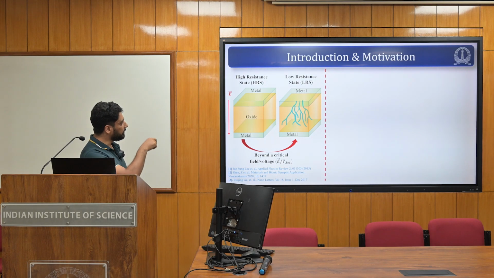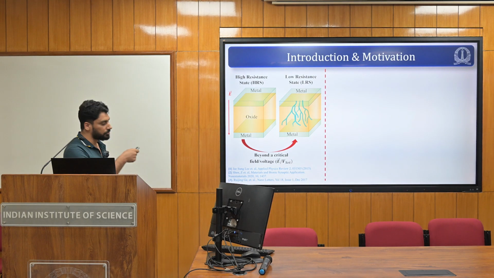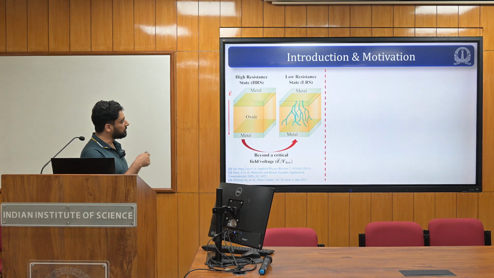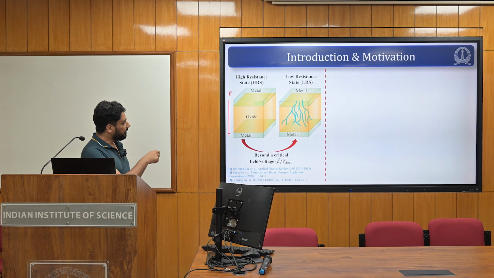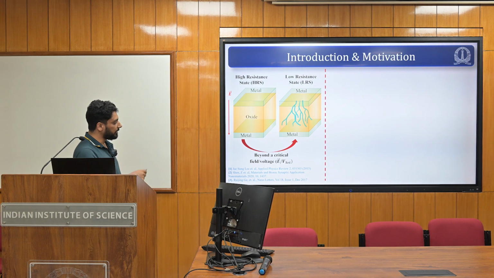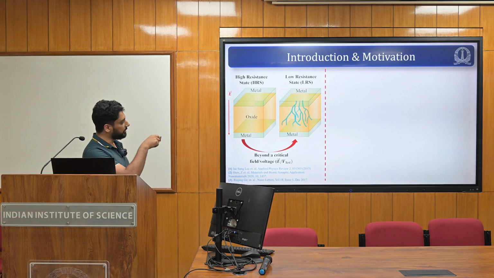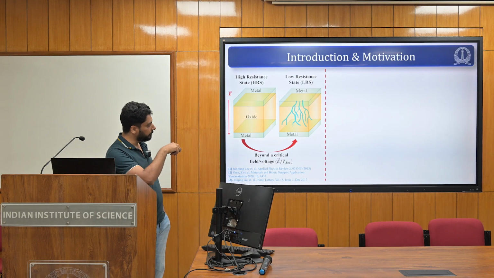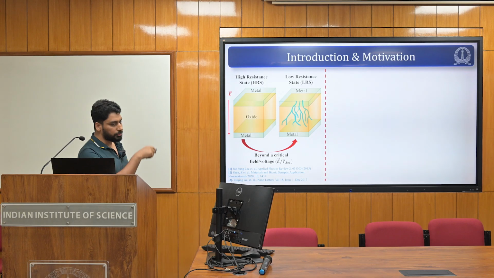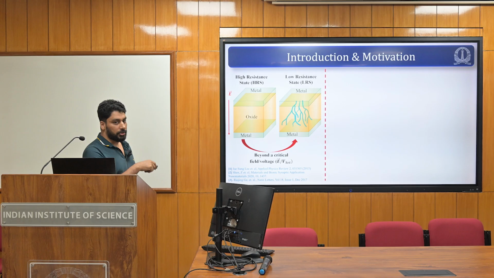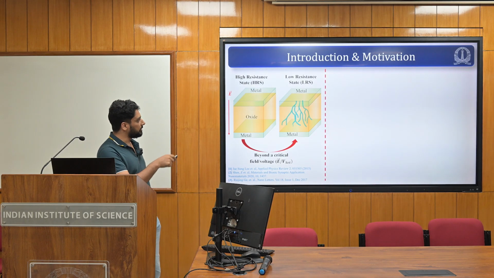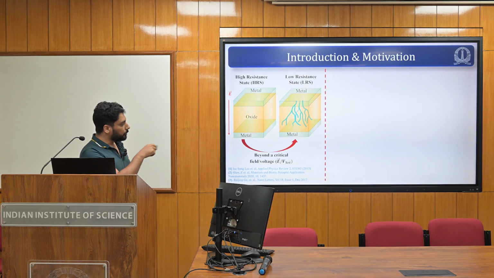Initially, since there's oxide, the current is very low. We call such a state the high resistance state, because there is very, very low current. But once you provide a field above the critical field, the metal basically migrates through the oxide and forms filaments between the two metals. Because of it you now have high current, because we have a conducting path. So this represents the low resistance state. So now you have two states.